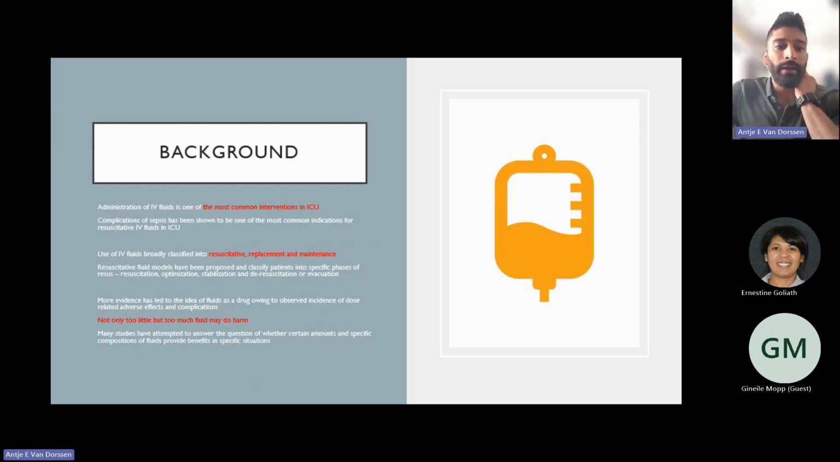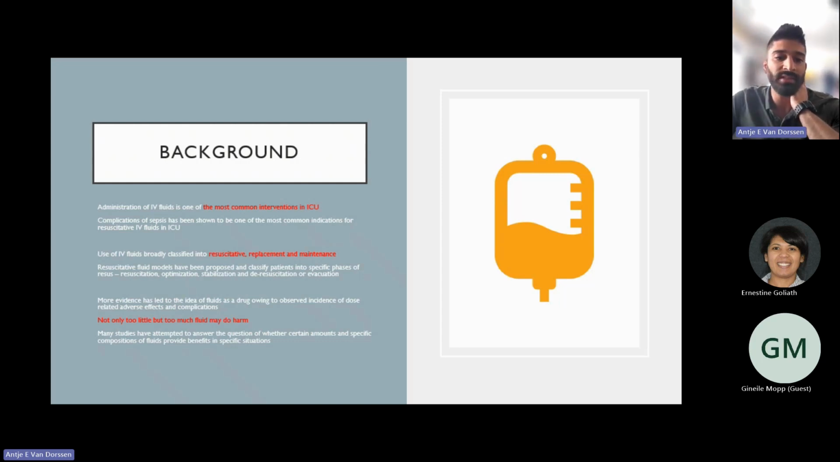the ICU. The use of IV fluids is usually broadly classified into its proposed purpose: into resuscitative fluids, replacement fluids, and thereafter maintenance fluids. However, other resuscitative fluid models have been proposed, and they try to classify patients into specific phases of resus, i.e. the actual resuscitation, then optimization, stabilization, followed by de-resuscitation.